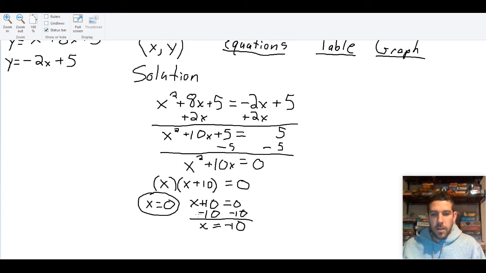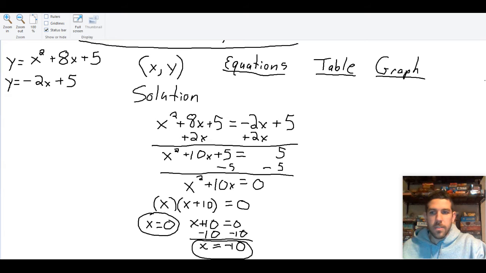So x could also be negative 10. x could be 0 or x could be negative 10. And it's normal for us to have two solutions when solving quadratics, because that's just kind of how it works. So let's see if these x values are true. Do they give us the same y value no matter which equation I plug it back into? So let's look back at our original equations.